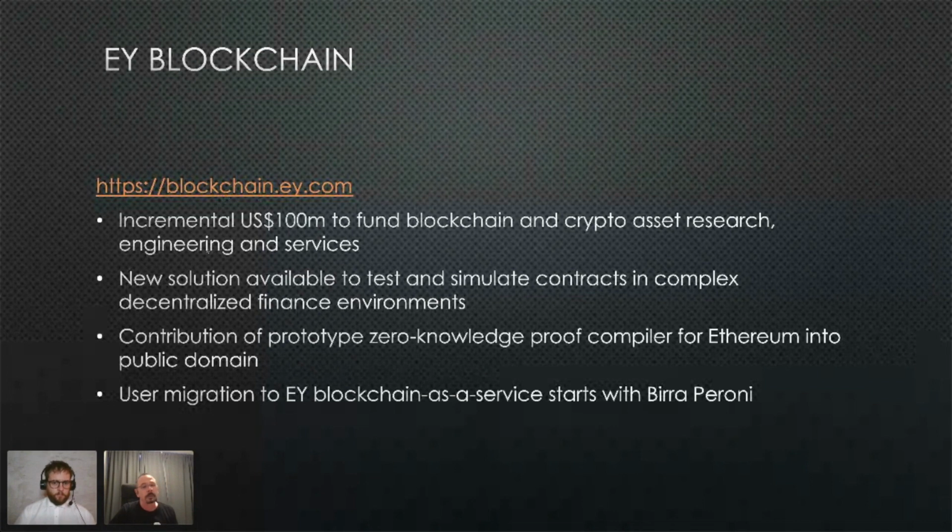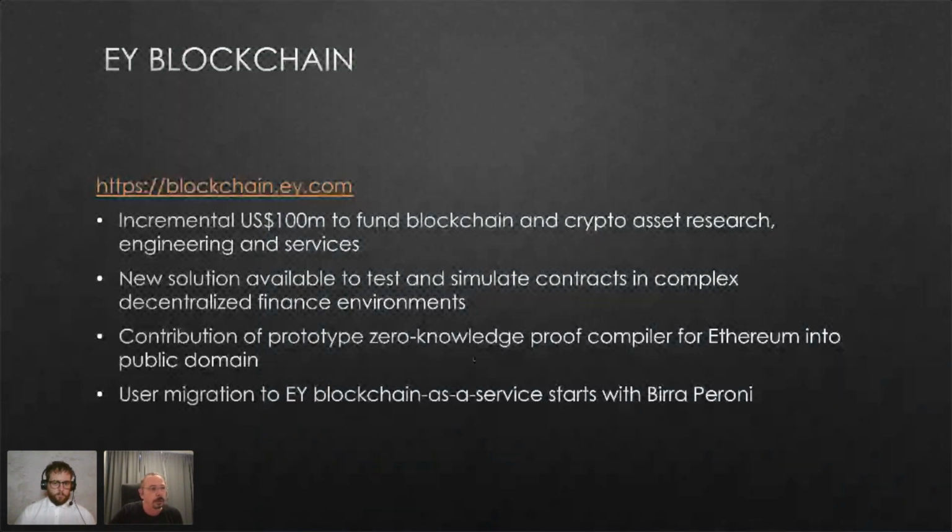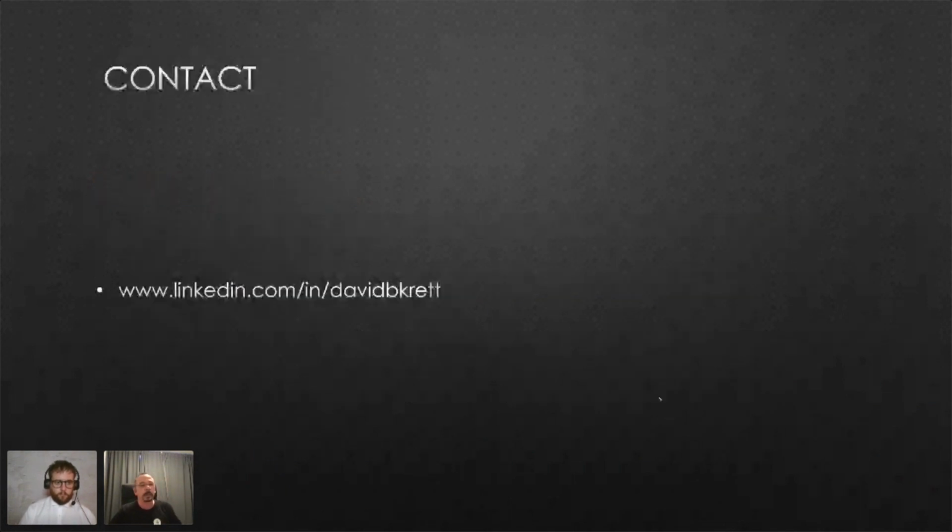And we do have a large commitment to blockchain, public Ethereum. This year we announced the firm is going to be spending globally $100 million to fund blockchain and crypto asset research, engineering and services. We're continually evolving our smart contracts system, and we're actively contributing in the public domain, with our zero knowledge proof compiler, or Nightfall as it's commonly known. And this is the Peroni service I mentioned.